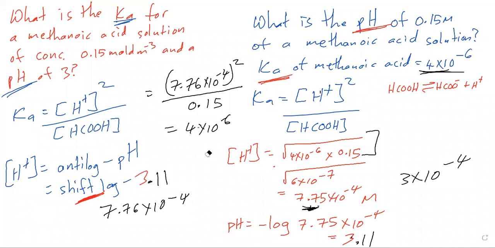Right, so over here, I gave you a concentration of 0.15 and a Ka of 4 times 10 to the negative 6, and the pH worked out to be 3.11. And over here, I did the reverse: given the pH and the concentration, find Ka. You take the anti-log of the pH to get the hydrogen ion concentration, and once you get it, you plug it into the formula.